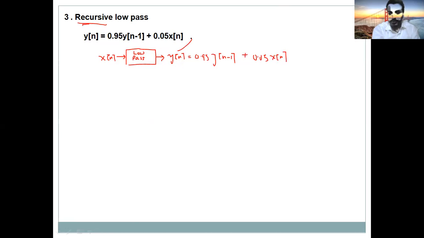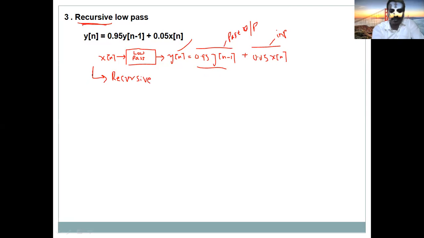So the output at present time depends on what? It depends on this factor. What is this? This is the past value of output, the previous value, past outputs. How about this part? It's input. Only the present x of n. There is no x of n minus 1. So you see here, this system is called recursive. Why? Because output depends not only on the input part. Previous outputs also affect the present output. So the system is a recursive system.